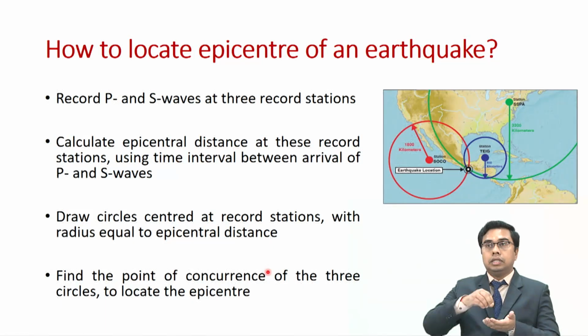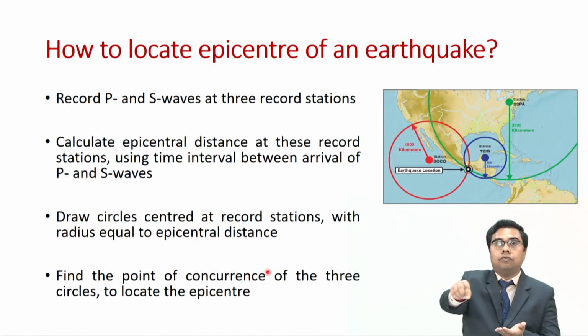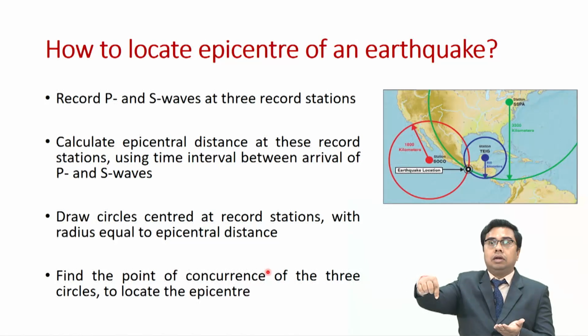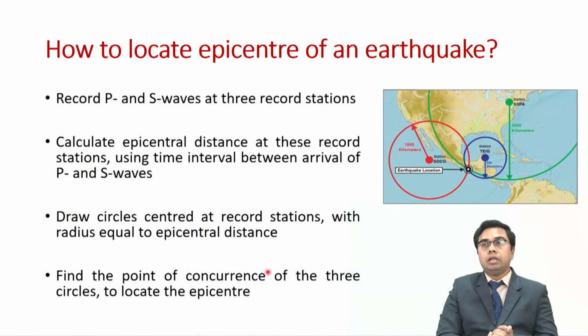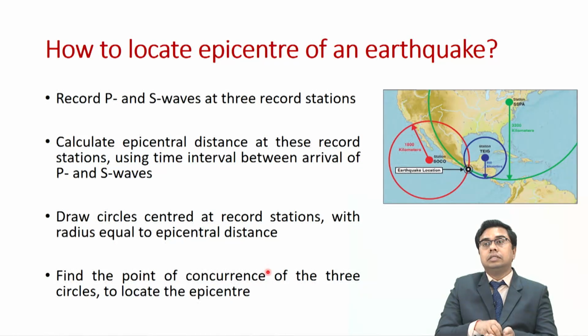So now we know that from this location the epicenter is located at x distance away, but we don't know in which direction. So we can draw a circle around the record station, and the epicenter of the earthquake will lie somewhere on the circle. So what we will do is draw circles centered at all 3 record stations, with radius equal to the respective epicentral distance, and from there we will find the point of concurrence of the 3 circles to locate the epicenter.